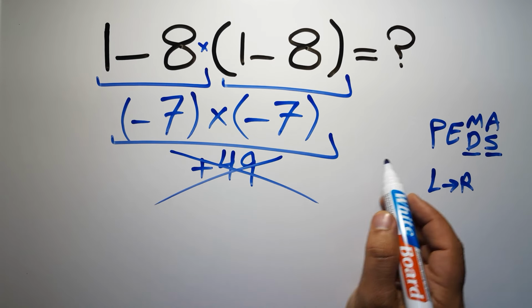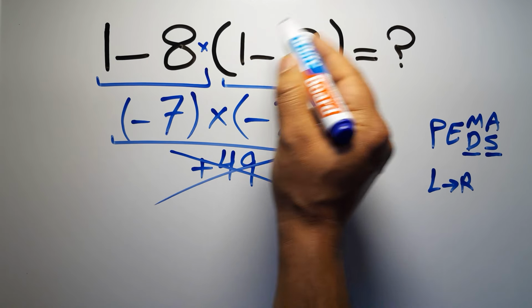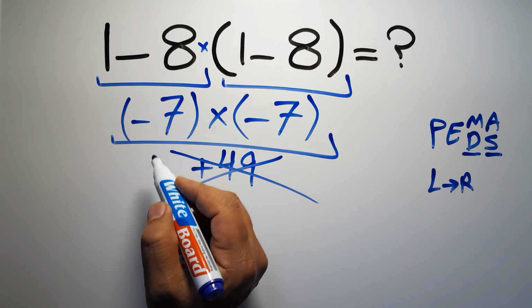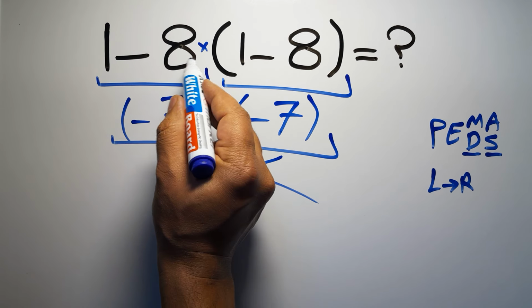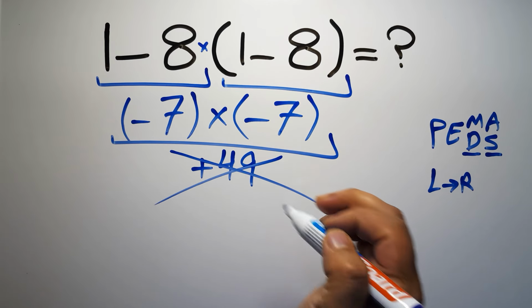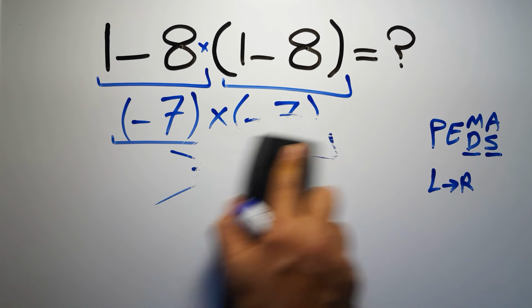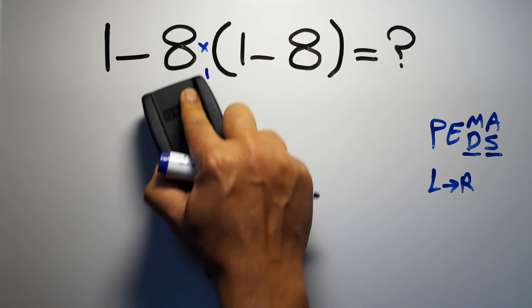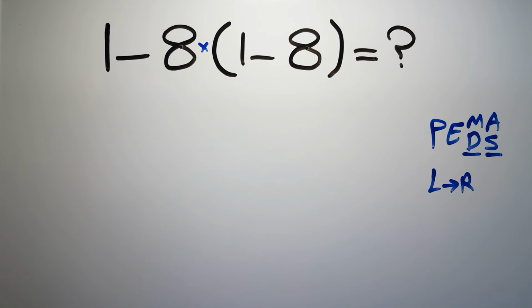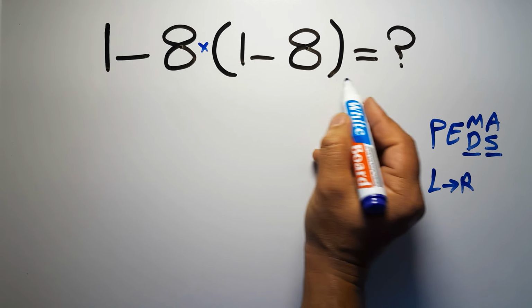Okay, so according to PEMDAS, first we have to do this parenthesis, then this multiplication, and finally this subtraction. If we do this subtraction before this multiplication or this parenthesis, it is wrong. So first we have to do this parenthesis.